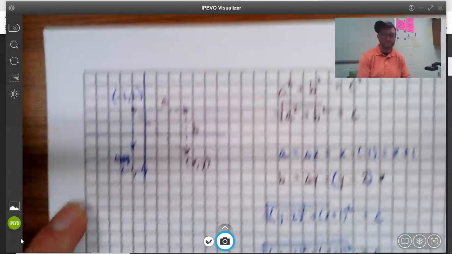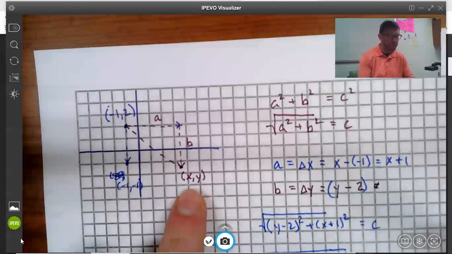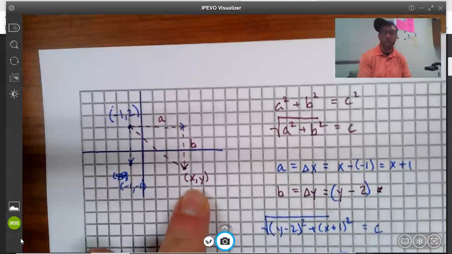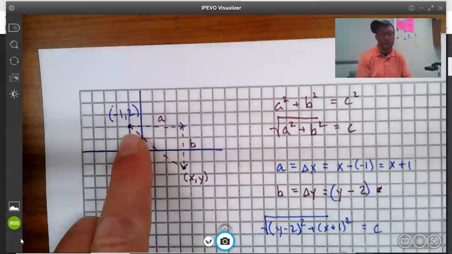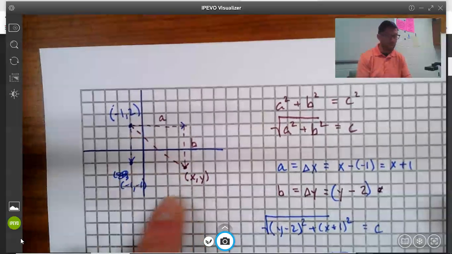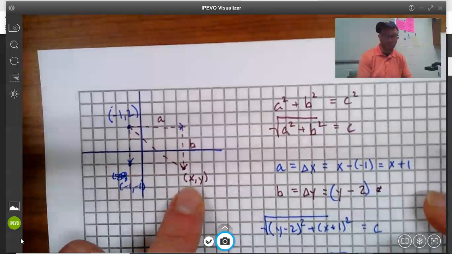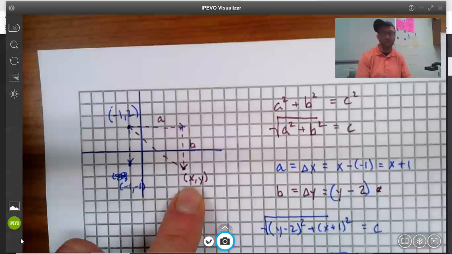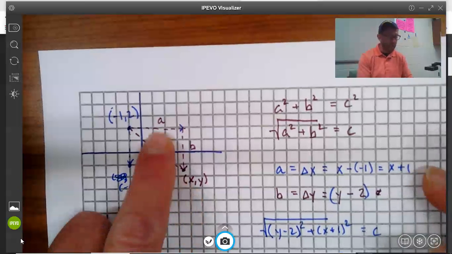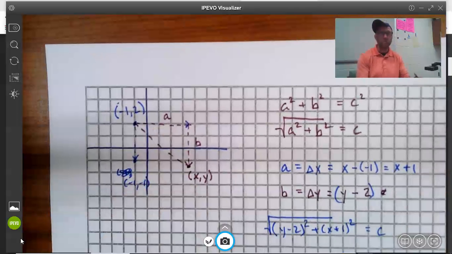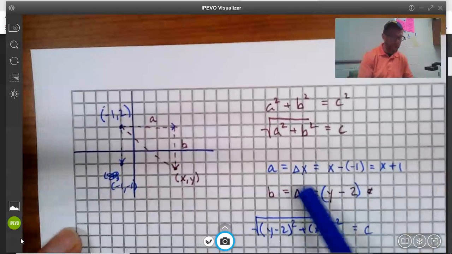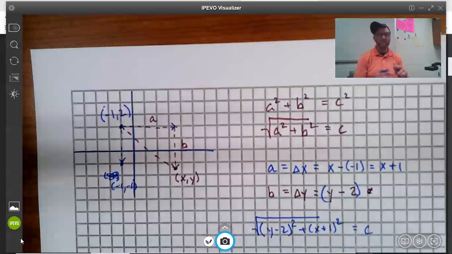So again, we selected, we called our random point. We're trying to write a formula that will calculate the distance from any given point to the point -1, 2. So we call the coordinates of our random point x comma y. To calculate our a, which was our horizontal change, which Picard called delta x, and that's not super important. I just want to introduce that terminology so that you know what's out there.